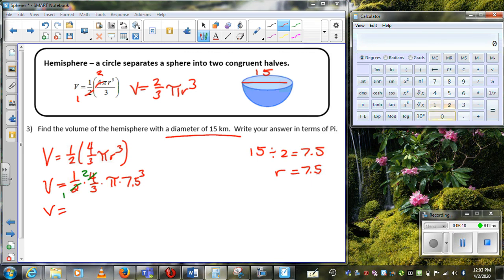Okay, let's type it in. So this time I'm going to do 2 divided by 3. Hopefully you know what 2/3 is equal to. So I know I'm right. I know it's 0.6 repeating. Times pi times 7.5 times 7.5 times 7.5. And that gives me 58.904. Let me just check that real quick. And the calculation looks good.